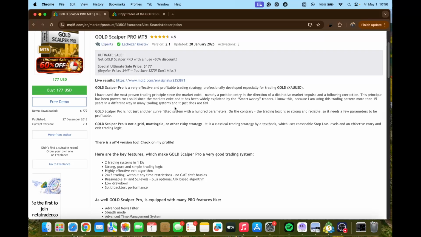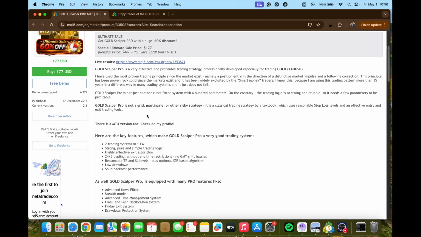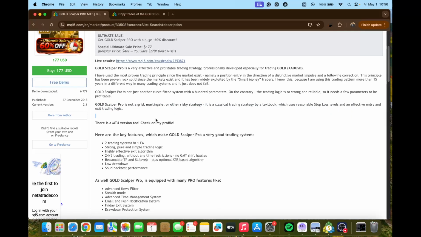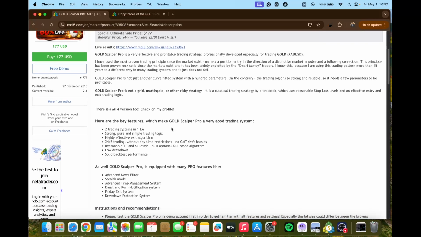There are two trading systems built into one EA, a highly effective exit algorithm, and it uses reasonable stop loss and take profit levels, sometimes based on ATR. There's no greed, there's no martingale, and there's no dangerous averaging, according to what the developer says. And also it's just classical trading with proper risk management. It trades 24/5 with no time restrictions, and it works on the 1 minute or the 15-minute time frame. It's a scalper, so that's expected, and the logic is hard-coded across time frames.